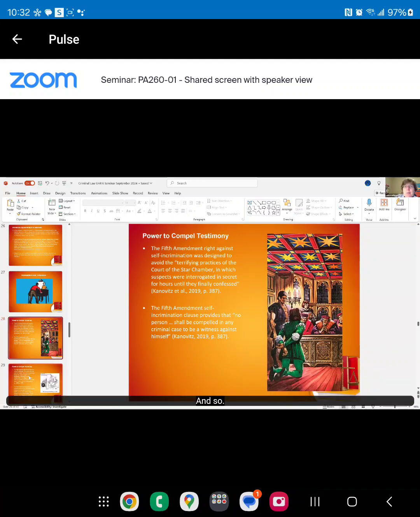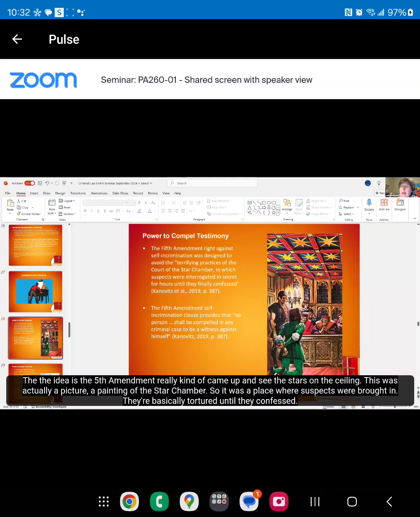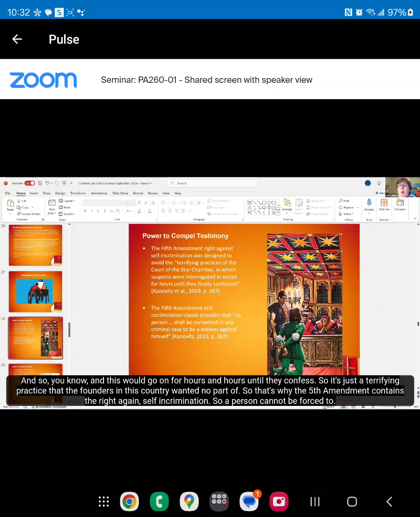And so the idea is the Fifth Amendment right really kind of came up, and see the stars on the ceiling. This was actually a painting of the Star Chamber. So it was a place where suspects were brought in. They were basically tortured until they confessed. And this would go on for hours and hours until they confessed. So it was just a terrifying practice that the founders in this country wanted no part of.